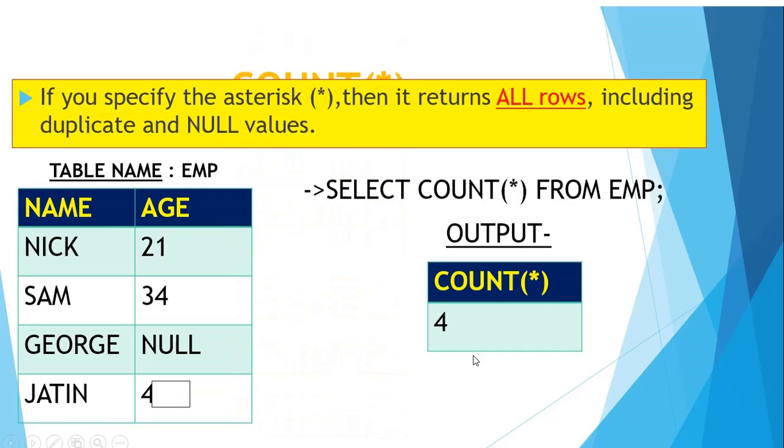Moving on to count asterisk, or star. If you specify the asterisk, then it returns all the rows, including the duplicate and the null values. We have taken the same table and run the query, but we have put an asterisk here. And after putting that, we can see that the output is 4. This is because we have included the null value here, so it counts Nick, Sam, George and Jatin. So the only difference between count and count asterisk is that count asterisk returns all the rows even if they are null or duplicate. Thank you.